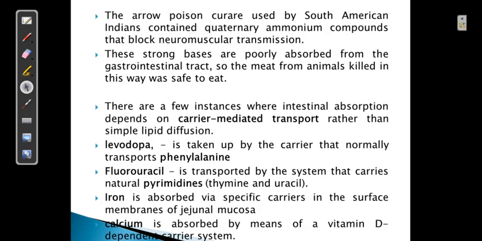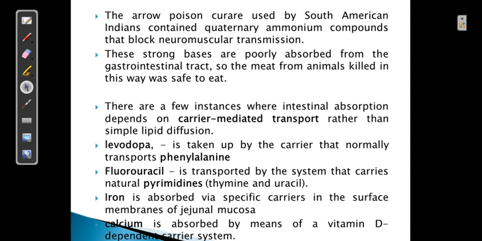So here example of curare poison has been discussed. Curare poison was used previously by South American Indians as an arrow poison. It contains quaternary ammonium compounds which block the neuromuscular transmission. So it is a strong base. It is poorly absorbed from the GI tract, so the meat from the animals which is killed by this curare poison is safe to eat. It will not get absorbed because of the ionization.